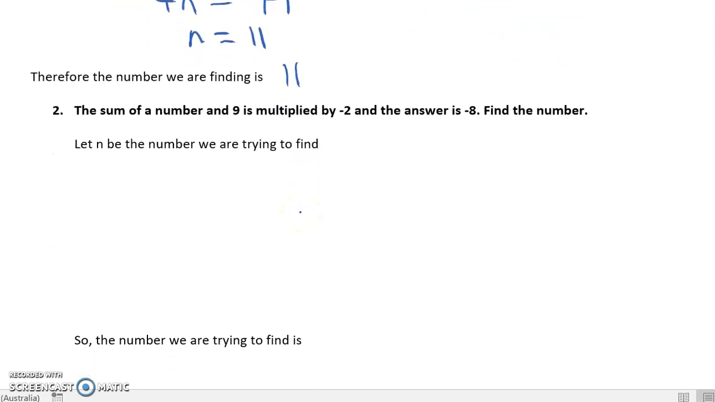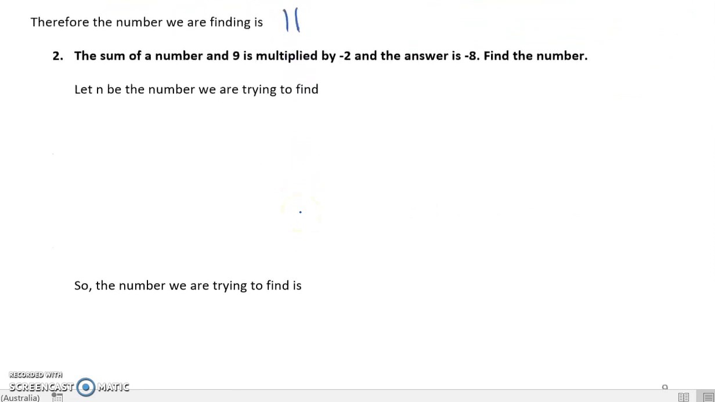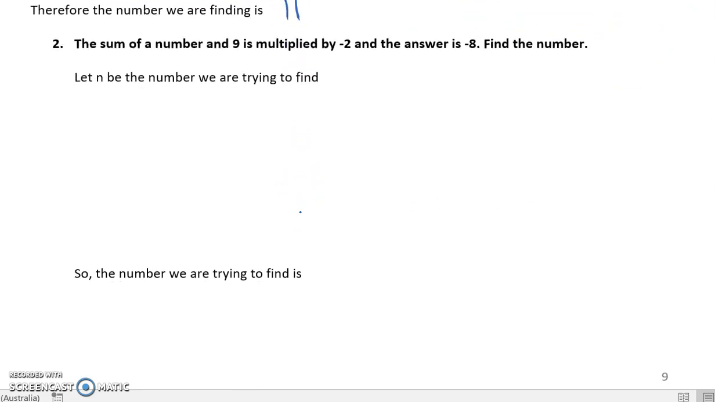Second one is very similar to that. So it says the sum of a number and 9 is multiplied by -2, and the answer is -8. Find the number. So again, I'm letting n be the number we're trying to find. It says the sum of a number and 9, in other words, n plus 9. And it's saying that is multiplied by -2. So I'm going to put -2 at the front of a bracket because it's -2 multiplied by that whole sum of the number and 9. And it says the answer is -8. And so that gives me this equation here.